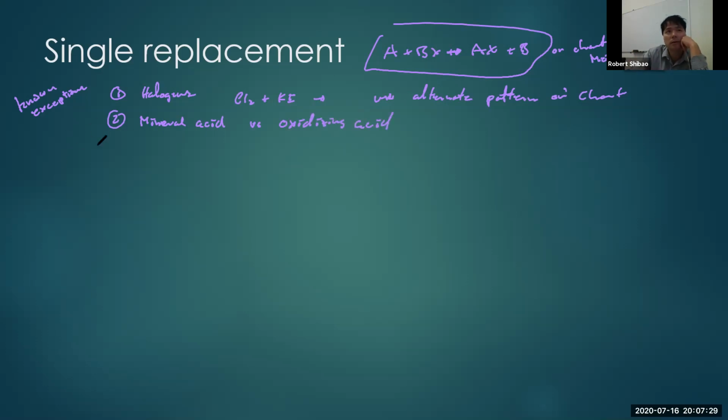So let's look at a mineral acid. Let's say copper reacted with the silver, but it turns out copper won't react with HCl, hydrochloric acid here. And so HCl is called a mineral acid.